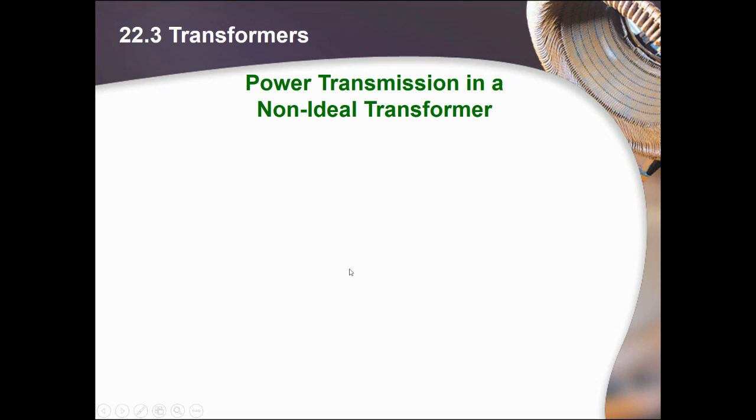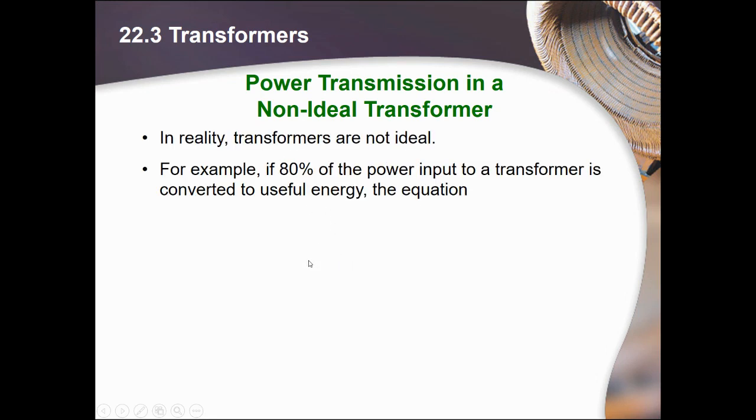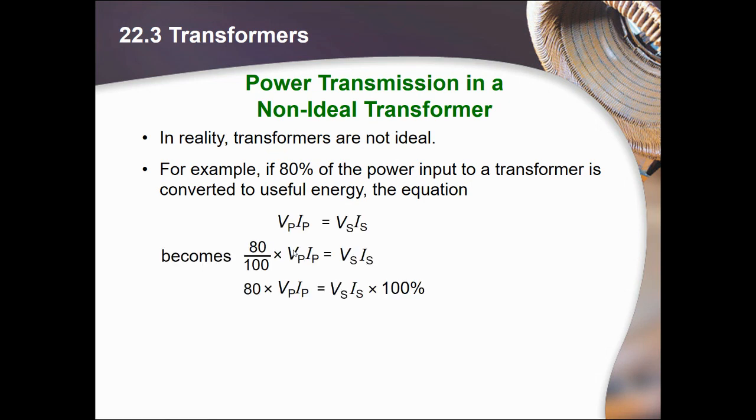Next one. In most cases, our transformers are not 100% efficient. So in the case of a non-ideal transformer, in reality, transformers are not ideal. For example, if 80% of the power input to a transformer is converted to useful energy, we have the energy input to the energy.